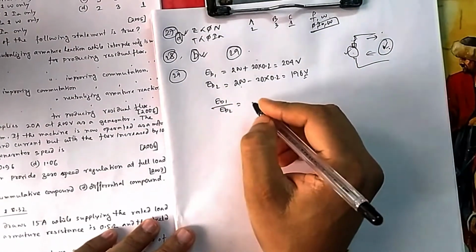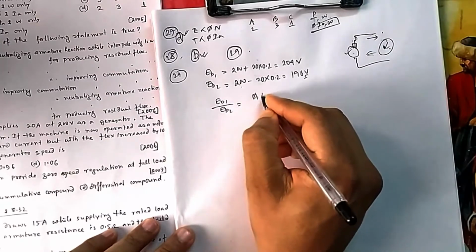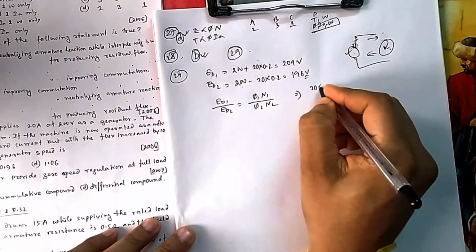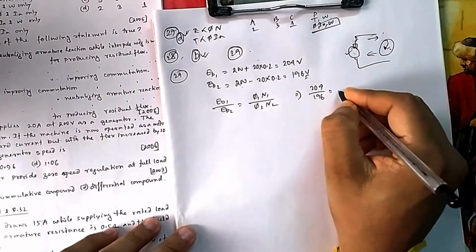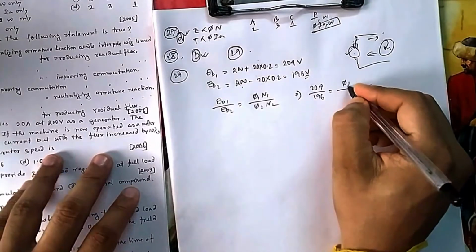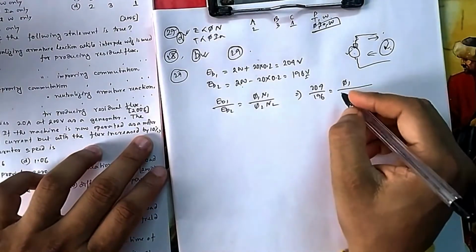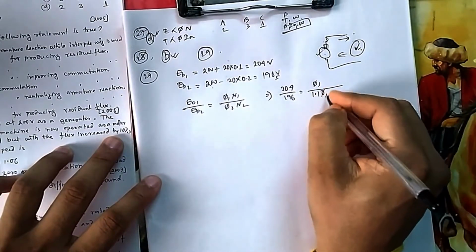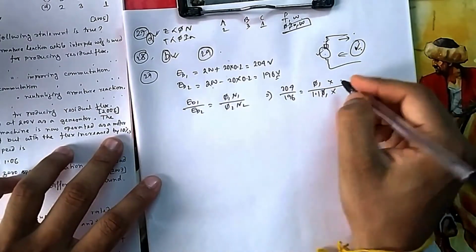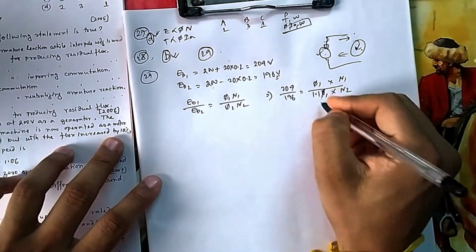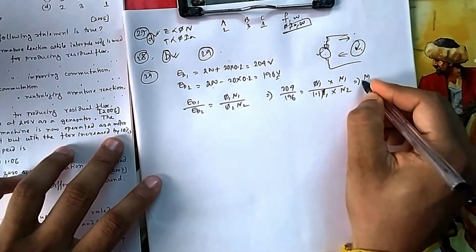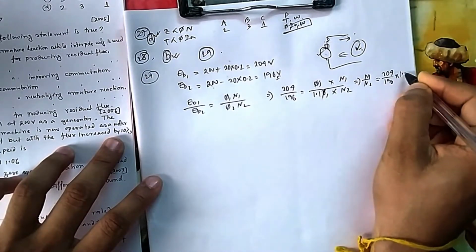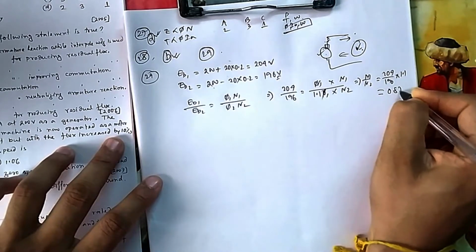Once you know this, there is a relation between Eb1 and Eb2. Back EMF is directly proportional to phi N, so Eb1 by Eb2 equals phi1 N1 by phi2 N2. You know Eb1 and Eb2 for both cases. They have said that in the second case the flux is increased by 10%, that is 1.1 phi1. So N1 by N2 equals 204 by 196 into 1.1, which is equal to 0.87, option A.